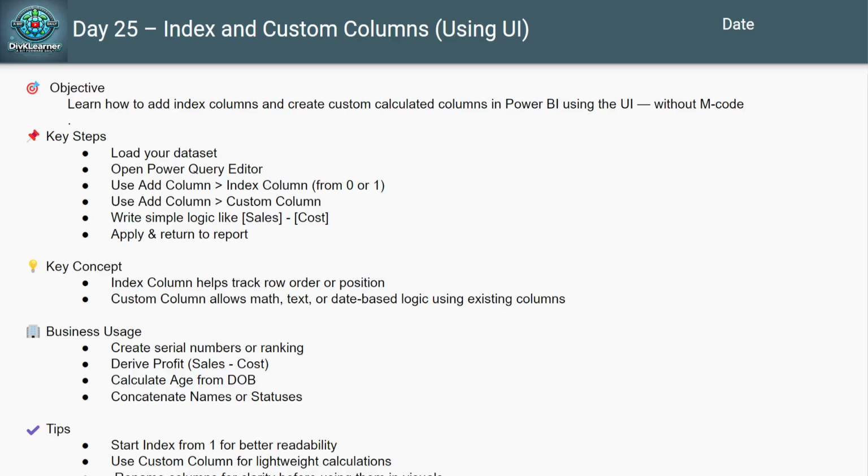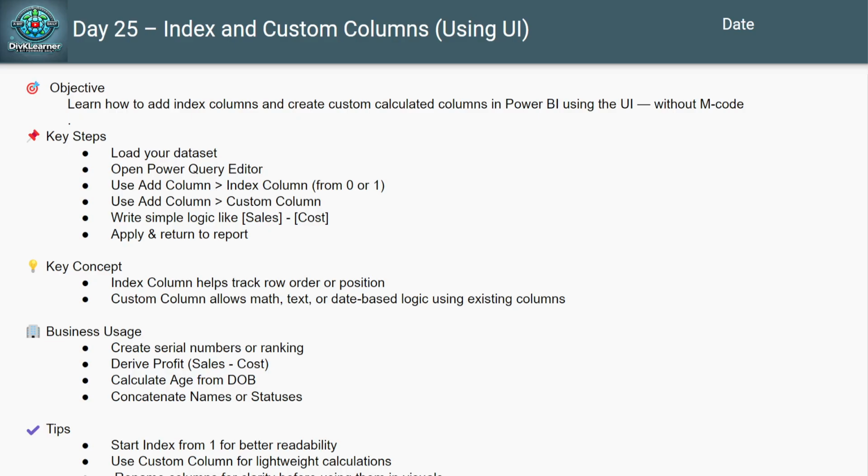The main content that we are going to cover here is how to give serial numbers to your data, quickly calculate profit, add an age column from date of birth, and those kinds of things. Guess what? You can do all this using Power BI built-in UI tools. No code, just clicks. Step-by-step demo walkthrough. So we'll have some walkthrough as well, and that is what we are going to cover in this demo.